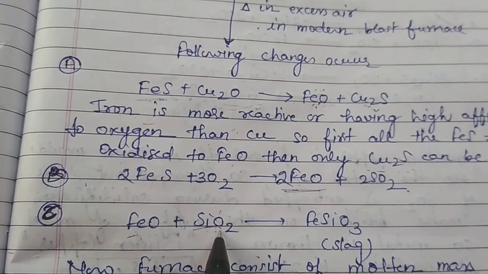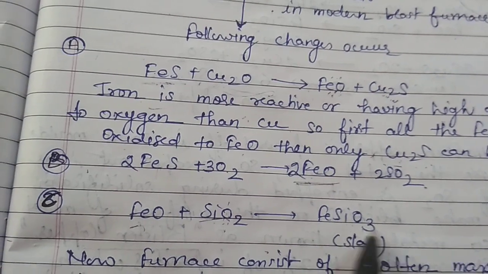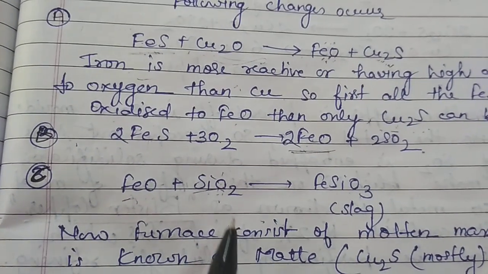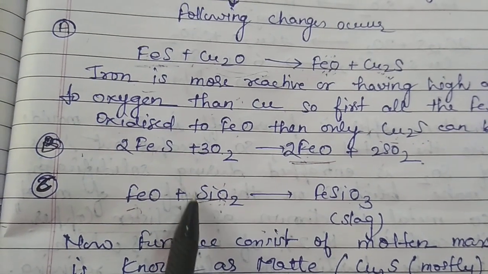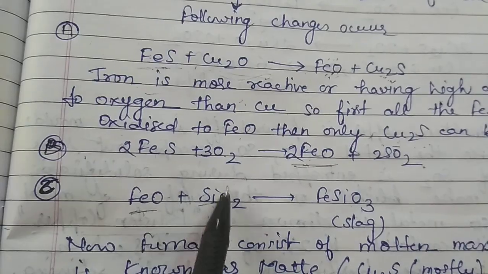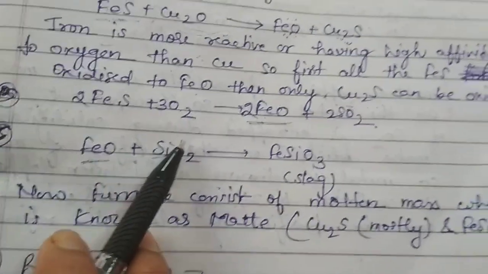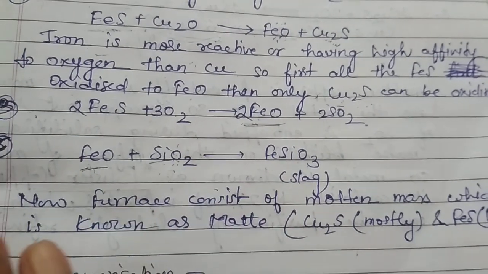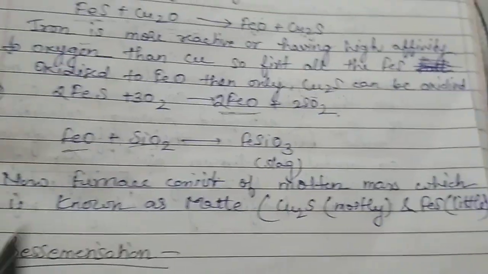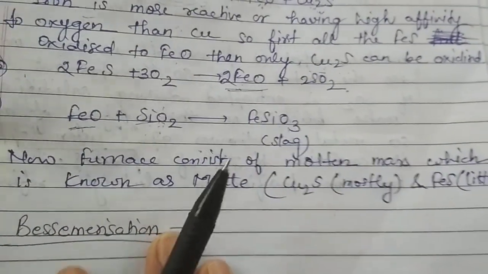Silica reacts to form FeSiO3. So it means we have taken silica here as the acidic flux, and this is the basic impurity. Both of them react to form slag, and slag being lighter than the molten mass would be collected over the surface of the molten mass and can be removed, in the similar process as we have done in case of the old blast furnace.